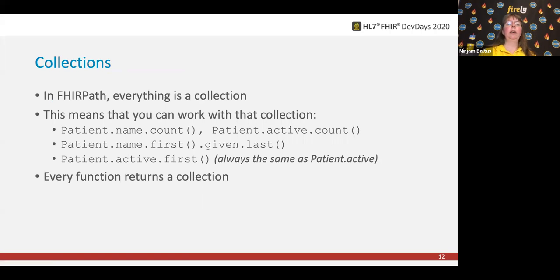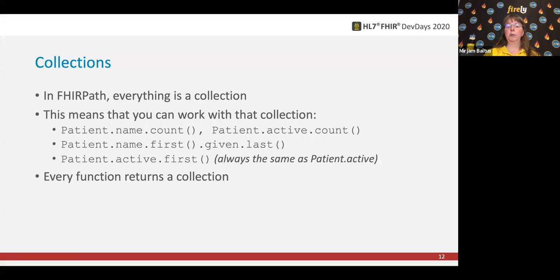So as I said, in FHIRpath, everything is a collection. So you will get collections as a result of your expression, and then you can do things with that. So you could, for example, ask for the count that is the result of that particular expression, the count of the nodes inside of that collection. And that will, of course, result in an integer value. I can also select the first one, because the collections are ordered.